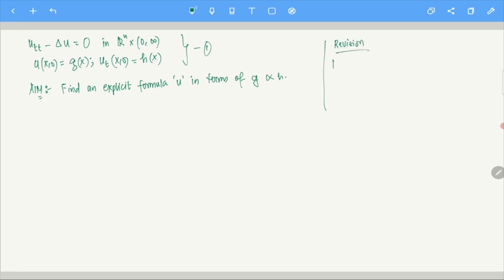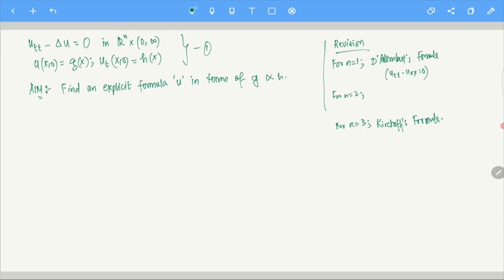Revision. For n equals 1, we derived the D'Alembert's formula. For n equals 1, what is the equation? u_tt minus u_xx equals 0, and we have D'Alembert's formula which gives you an explicit formula for u in terms of g and h. For n equals 3, we had the formula which we called Kirchhoff's formula. I am not writing all that because it's already done.